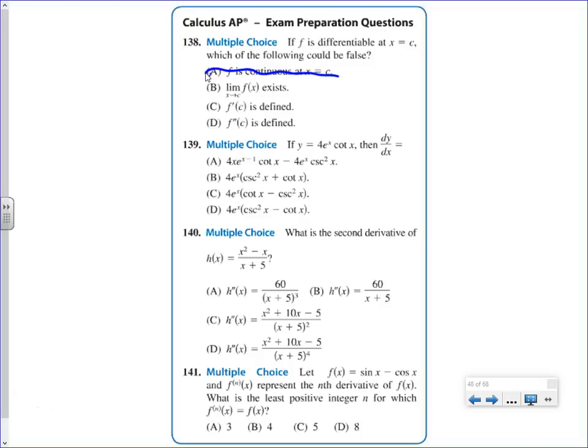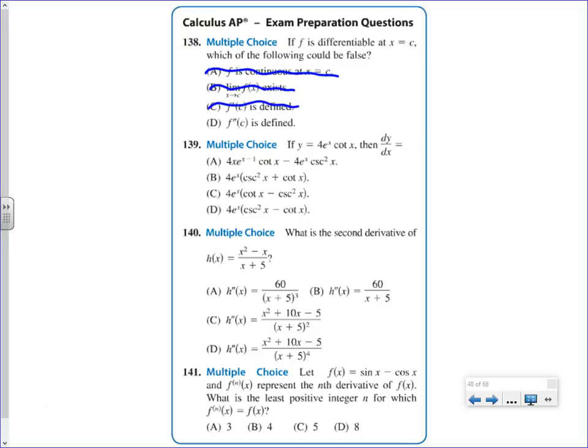Letter B, the limit as x approaches c exists. Wait, doesn't that sound like a part of the forever card, the definition of continuous? Well, if it's continuous, doesn't that mean that has to be true? Right? Okay, letter C, f prime of c is defined. If it's differentiable, it's able to be derived, which means the derivative must exist.